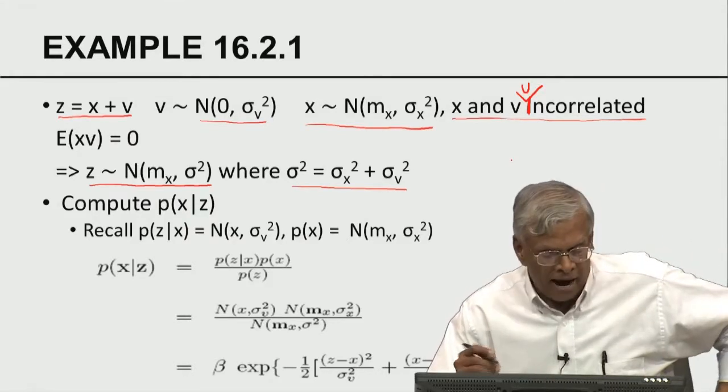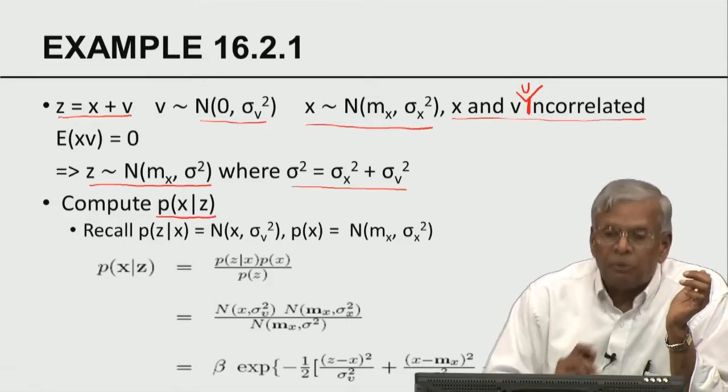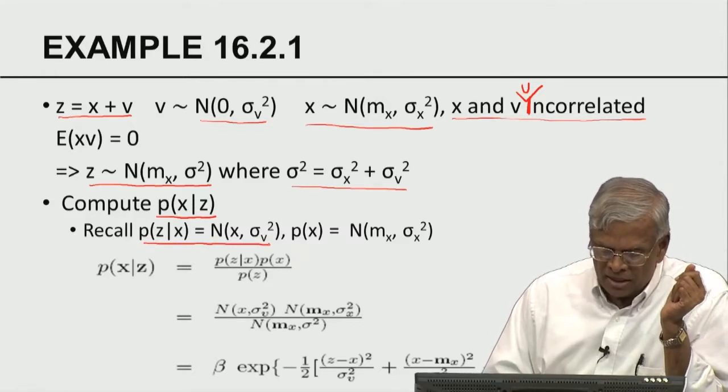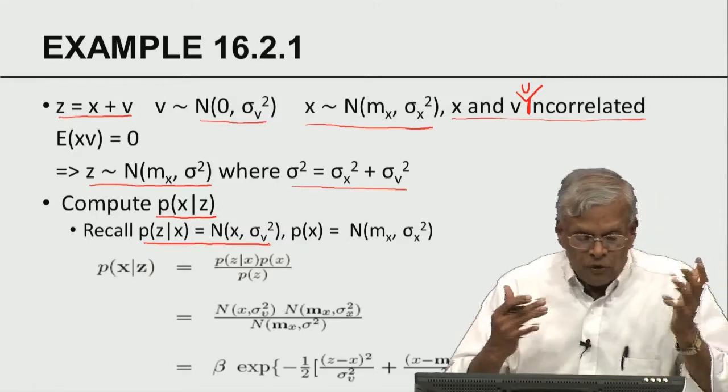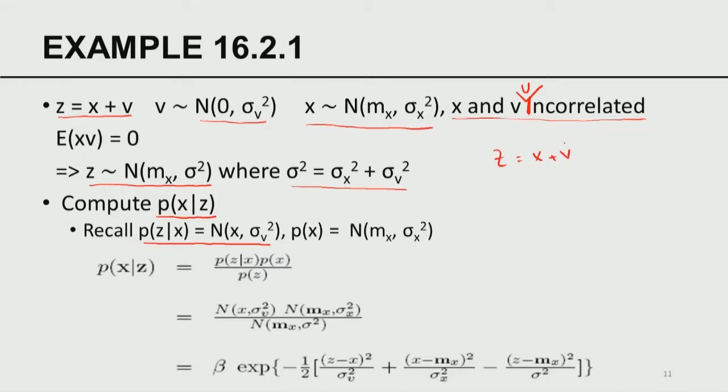So what is it that we have? We have all the information now. So I would like to be able to compute the posterior using Bayes rule. Please recall the conditional distribution. If you are given x, I would like you to realize that z is equal to x plus v. So if x is given, x is fixed. z is random because of v, and v has zero mean. Therefore, the conditional distribution of z given x is normal with x as the mean and sigma square v as the variance. So that is the formula that is given in here.